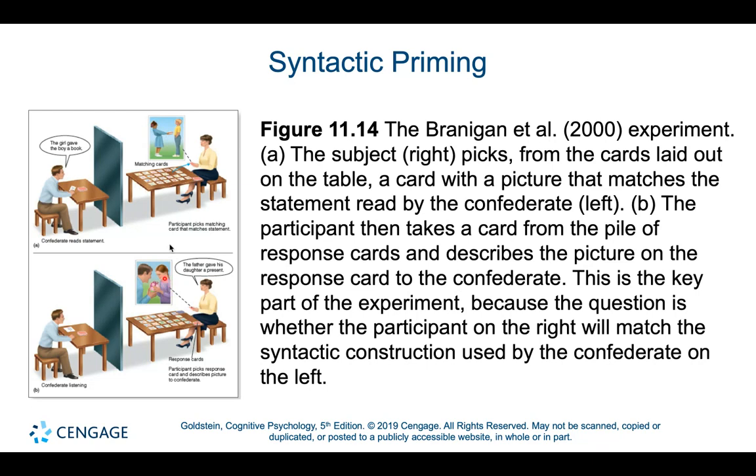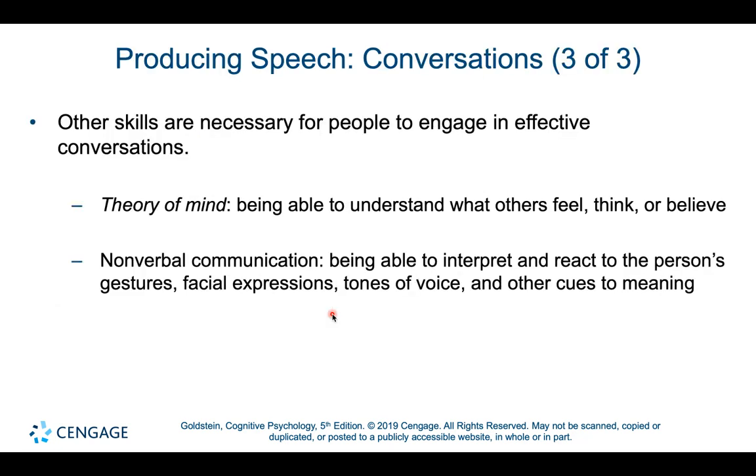Notice that if you were to describe these scenes, you could describe them in any number of ways, right? You could say here, the girl is returning the boy's book. You don't have to say the girl gave the boy a book. But if one person used this construction, the girl gave the boy a book, then when a similar situation comes up, like this father and his daughter with a present, this person is likely to use a similar construction. The father gave his daughter a present, even though you could easily describe this as the father and daughter are sharing a present, right? The father and daughter found a present. This sort of matching of the syntactic structure is very common.